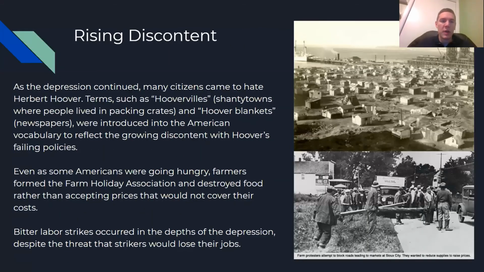So Hoover doesn't do too much. Because of that, many people start to blame Hoover for the problems. They called these shanty towns Hoovervilles. A newspaper was a Hoover blanket. Anything that had to do with basically losing money and being poor, they named after Hoover.